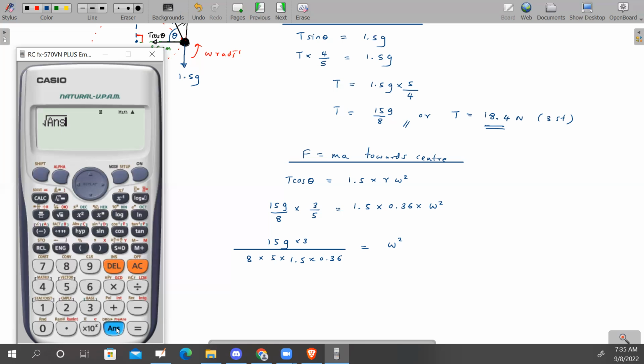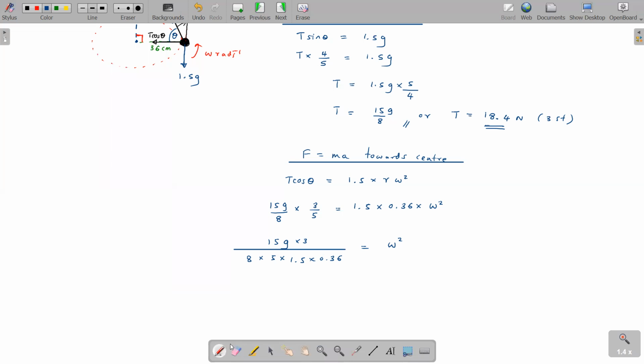So take the root of the answer, and that should be 4.51848, which means definitely you correct it to 3 SF or 2 SF. So I'll go with 3 SF, 4.52. So omega is 4.52 radians per second. Okay, so this is your answer.